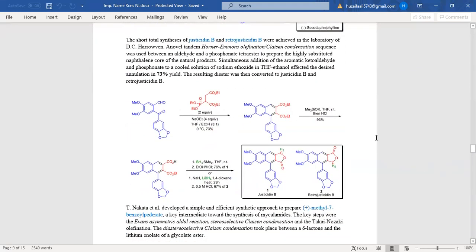In this application, an aldehyde and a phosphonate tetraester condensed to prepare the highly substituted naphthalene core, which reacted to form a diester, which underwent a reaction to form justicidin B and retrojusticidin B in the presence of sodium ethoxide in THF and ethanol.